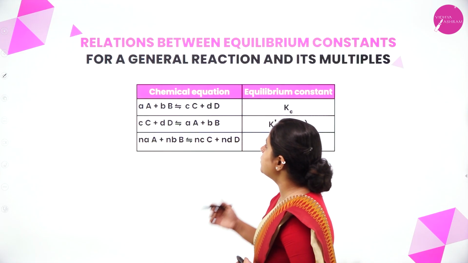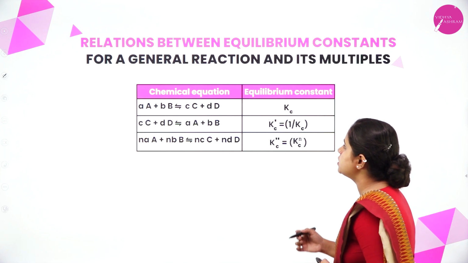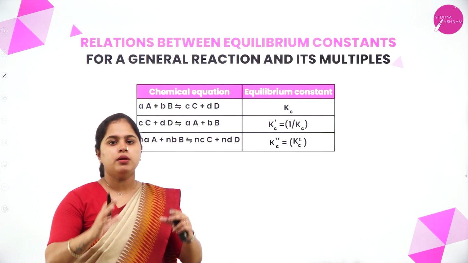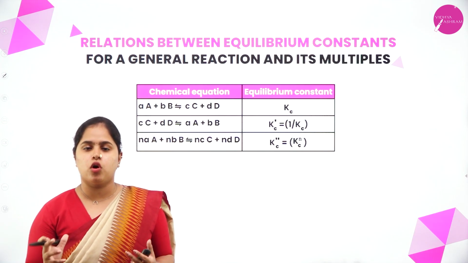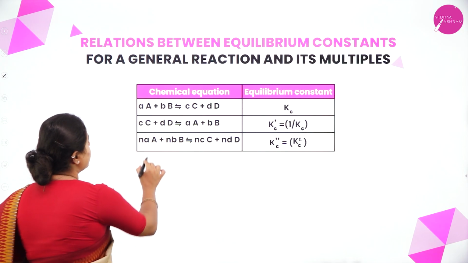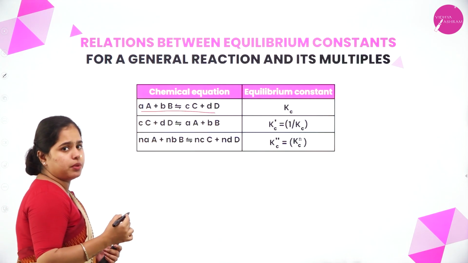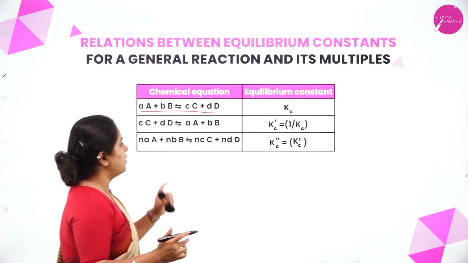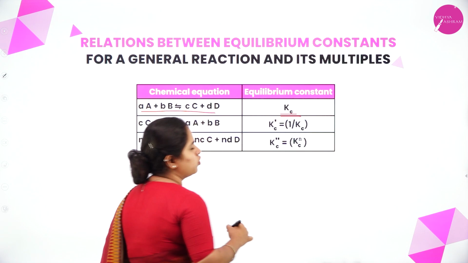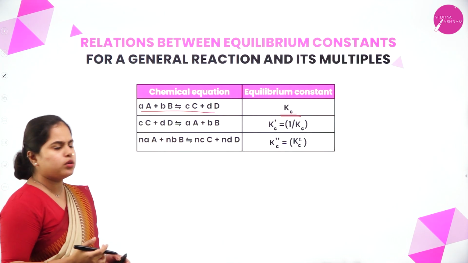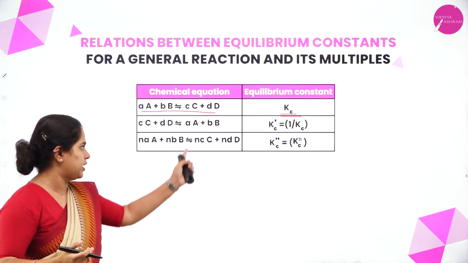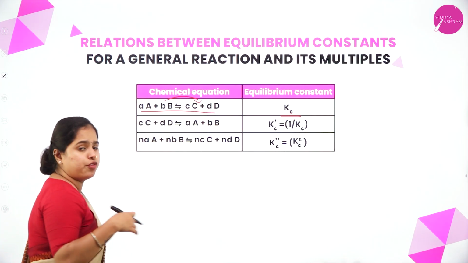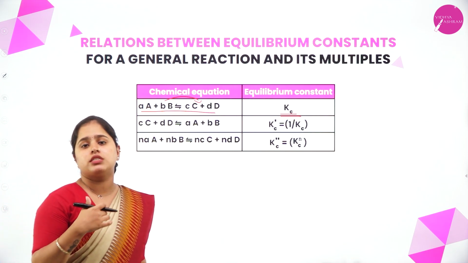Now moving on to the next one, the relationship between equilibrium constants for a general reaction and its multiples. So we know that for a particular reaction, the equilibrium constant value will be a constant. That means that, let's consider this general equation aA plus bB giving cC plus dD. It's a reversible reaction and it's given that the equilibrium constant for this reaction is Kc. Now what we are going to do is, for the forward reaction we are considering it as Kc. That is this one, A and B are combining and forming C and D. That's a forward reaction for which the equilibrium constant is Kc.